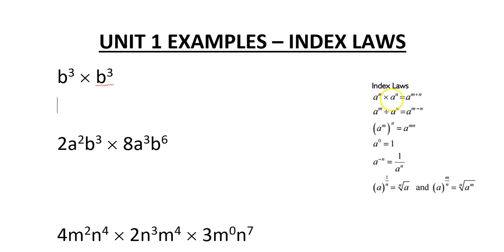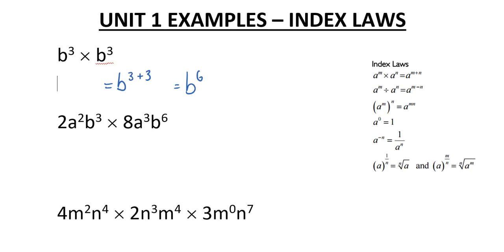Okay, so when I multiply, my answer, the base is the same. So the base stays as b, okay, and I add the powers together. So 3 plus 3. Okay, so it's b to the power of 6. You don't have to show this working, that's just me explaining it to you. So you could go straight to b to the power of 6 and it will be fine. So let's try the second one.